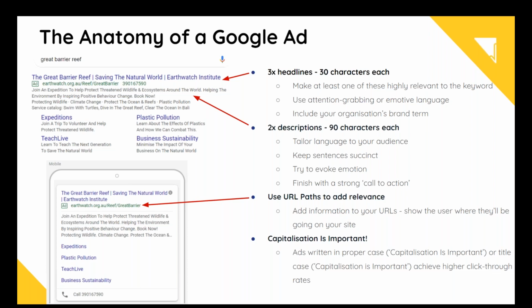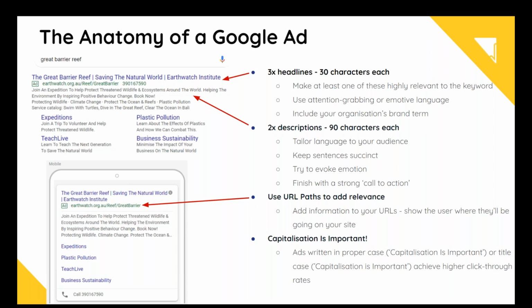In this example, the keyword is Great Barrier Reef, and the first headline of the ad very clearly reflects that. You should also try to use attention-grabbing or emotive language in the headlines. For example, saving the natural world, as used here, is likely a more attention-grabbing prospect than simply saying an environmental charity. Headlines are also a really good place to highlight your organization's brand term prominently. Just for brand awareness reasons, we like to put it in the 3rd position, so it's noticeable and it gets coverage, but it doesn't detract from the messaging of the first 2 headlines.